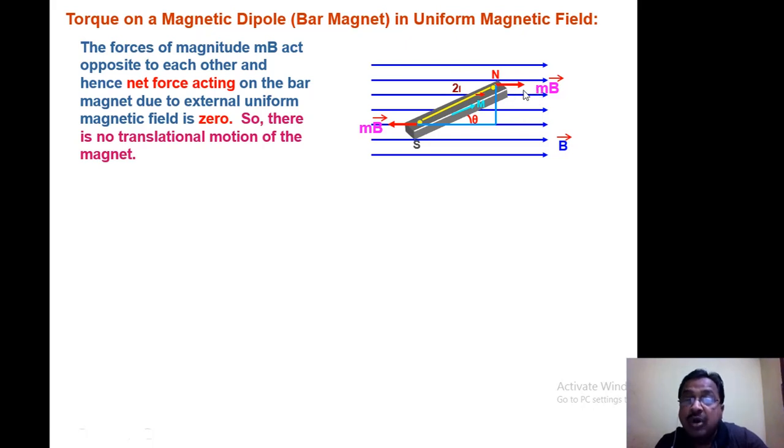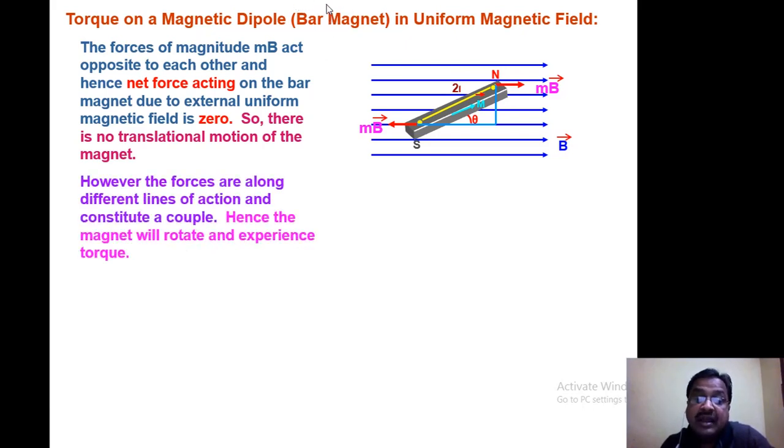If pole strength is small m, what will be the force exerted on each pole of this dipole? If pole strength is small m, the force experienced on the north pole as well as the south pole, as is clear from the figure, is nothing but mB. So this mB acts on the north pole and south pole, you see how they are acting. The forces of magnitude mB act opposite to each other, and hence the net force acting on the dipole will be nothing but 0.